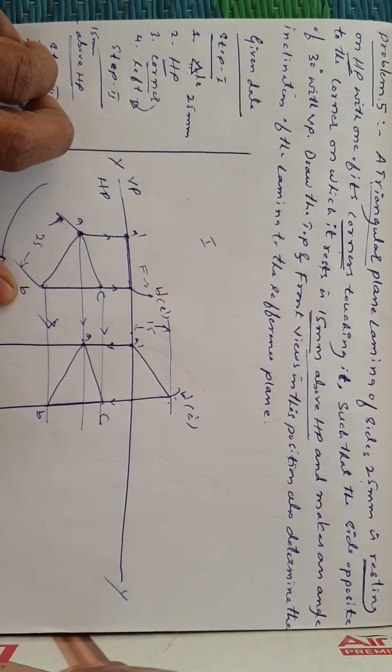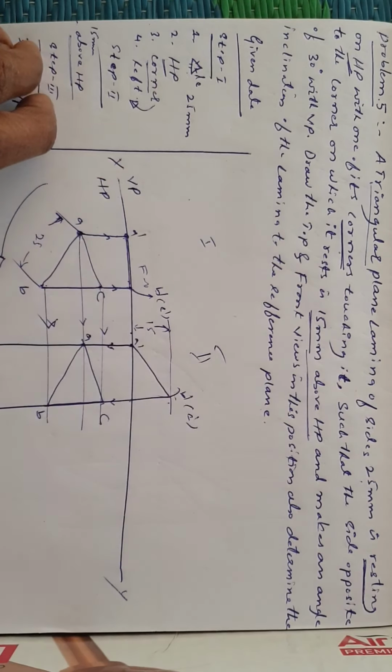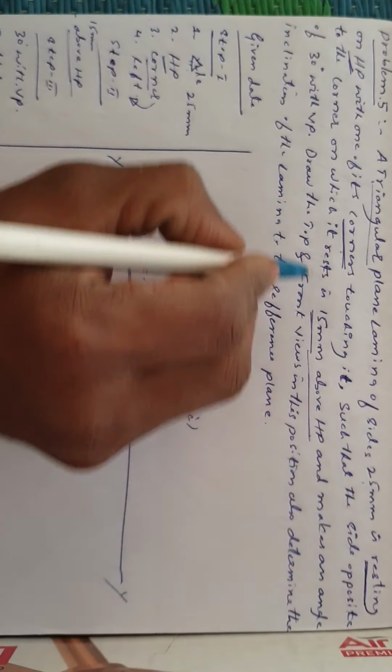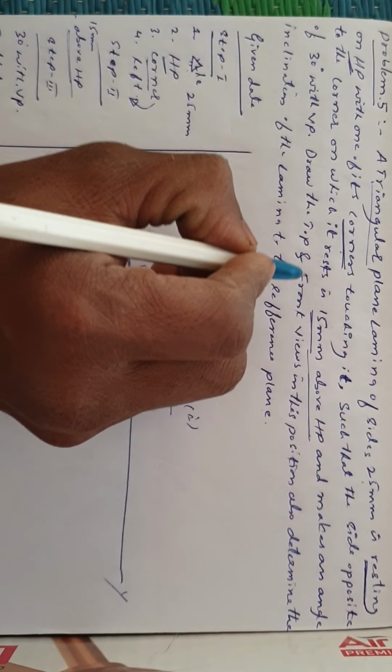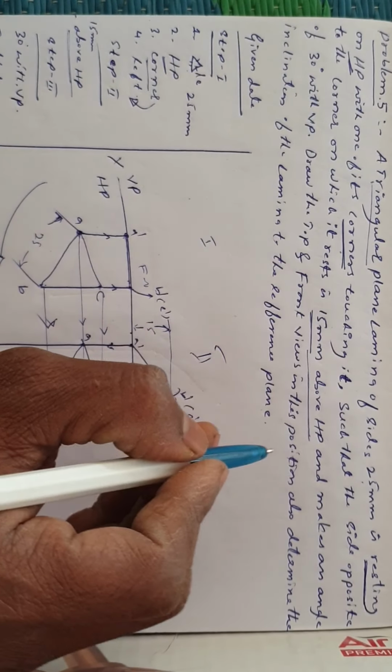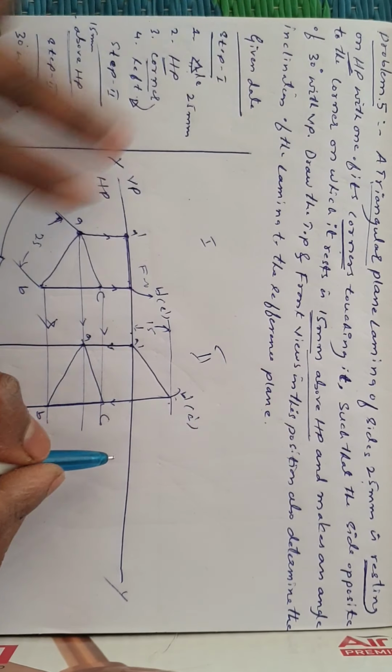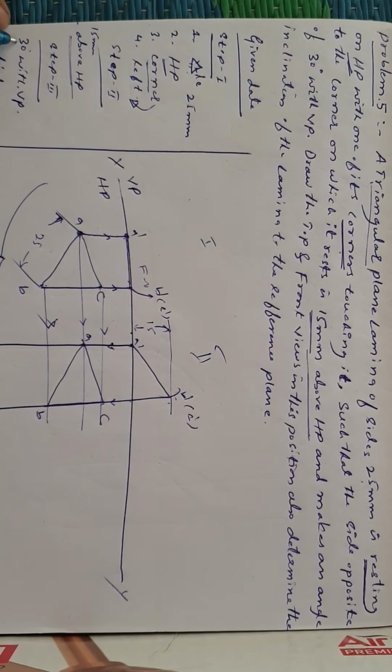This is the apparent top view. This completes the second step. Now third step, we know we require VP angle. Check whether VP angle is given or not given. So, rest in 15 mm above HP, and makes an angle of 30 degree with VP. So for the third step, VP angle is given, 30 degree.